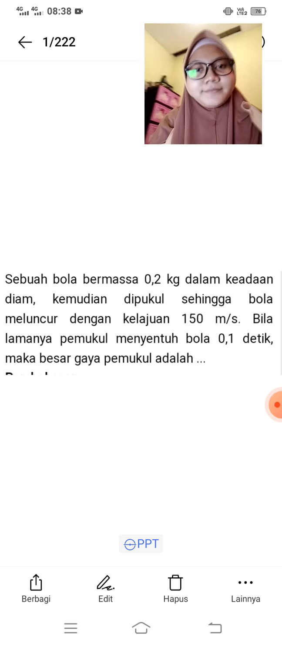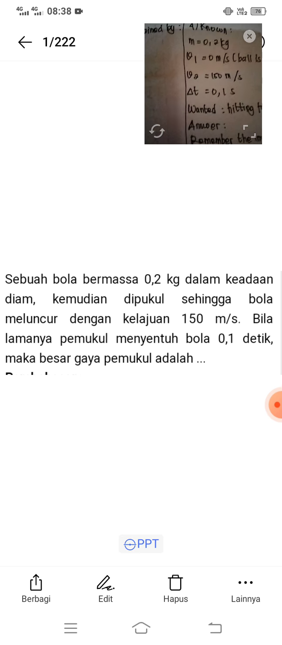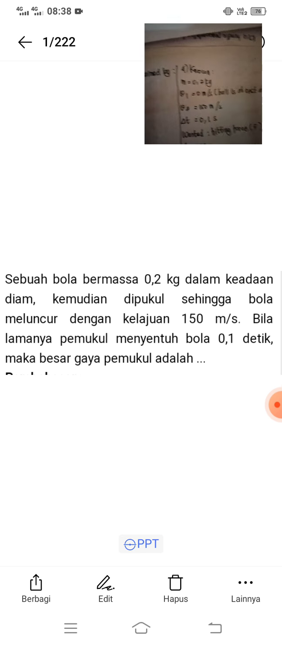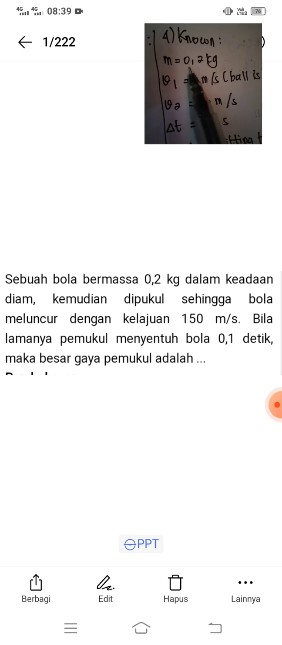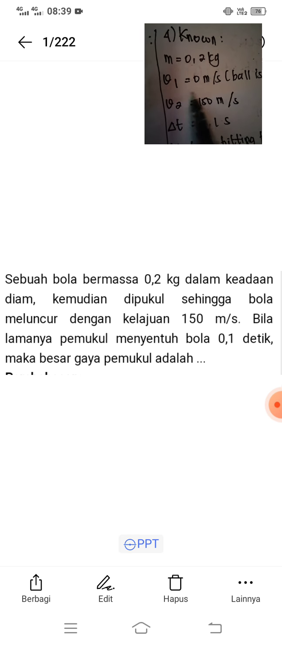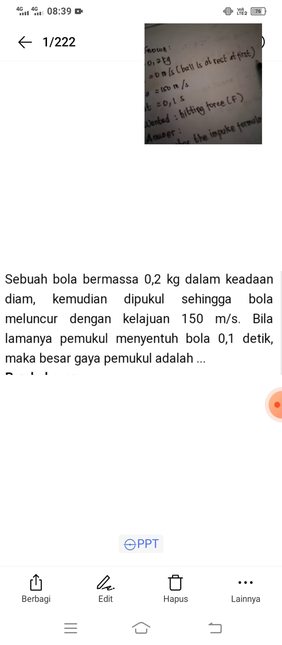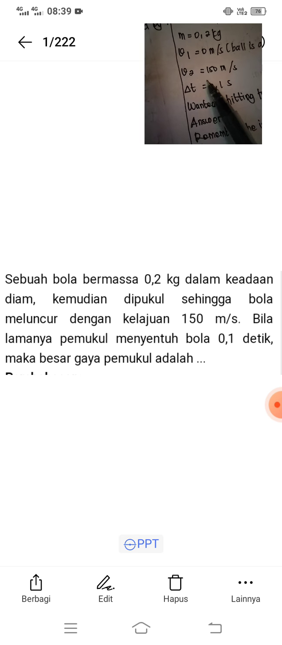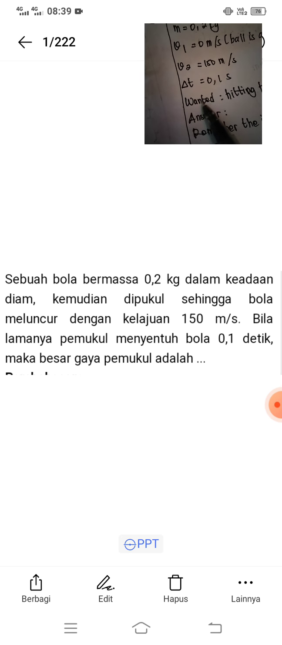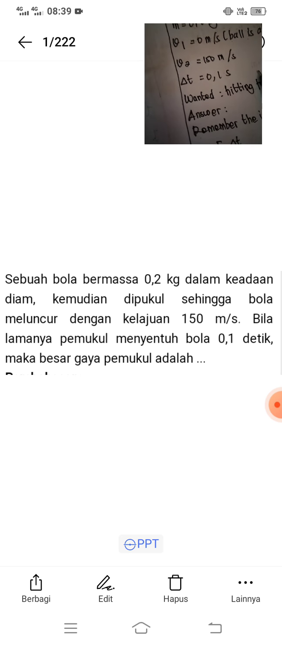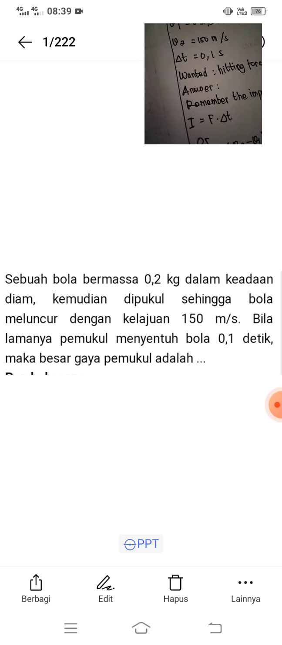Okay. Known: m is 0.2 kilogram. Velocity 1 is 0 meters per second. Ball is at rest at first. Velocity 2 is 150 meters per second. Delta t is 0.1 second. Wanted: hitting force F. Answer.